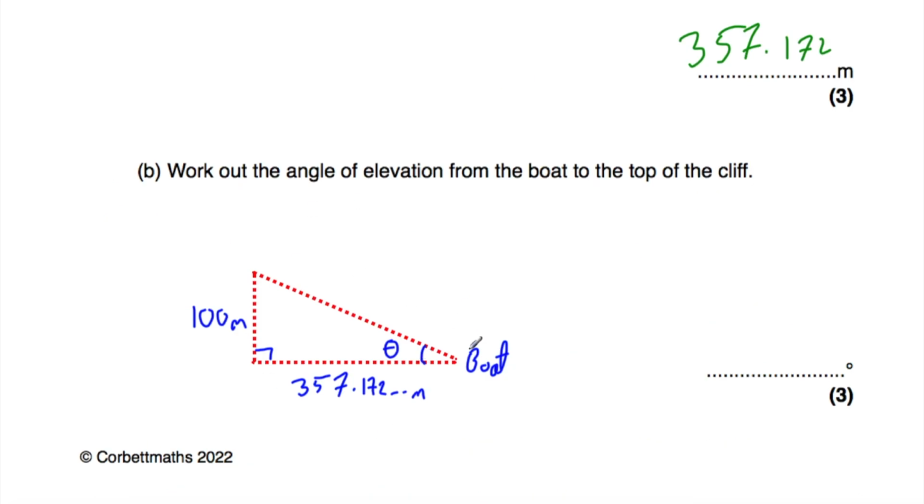Okay, so I've just drawn another sketch where we've got our boat. We've got the distance from the boat to the base of the cliff being 357.172 and so on meters. And I'm using that full value, so I'm not actually going to round that. And I've still got it on my calculator display. And the height of the cliff was 100 meters, and we want to find the size of that angle. So let's label our sides. If that's the right angle, that's the hypotenuse. Opposite the angle would be the opposite, and that means that this side here will be the adjacent.